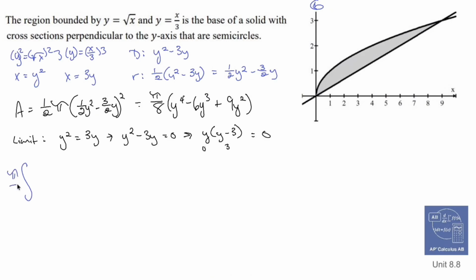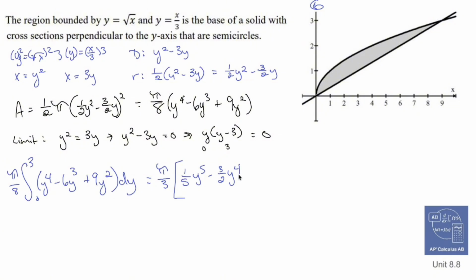So let's rip out the pi over 8, go from 0 to 3 of y to the fourth minus 6y cubed plus 9y squared dy. All right, so the pi over 8 is still out there. You become 1/5 y to the fifth. You become negative 6 over 4, so negative 3 over 2 y to the fourth. And you become 1/3 times 9, so regular 3y cubed. And my limits are 0 and 3.